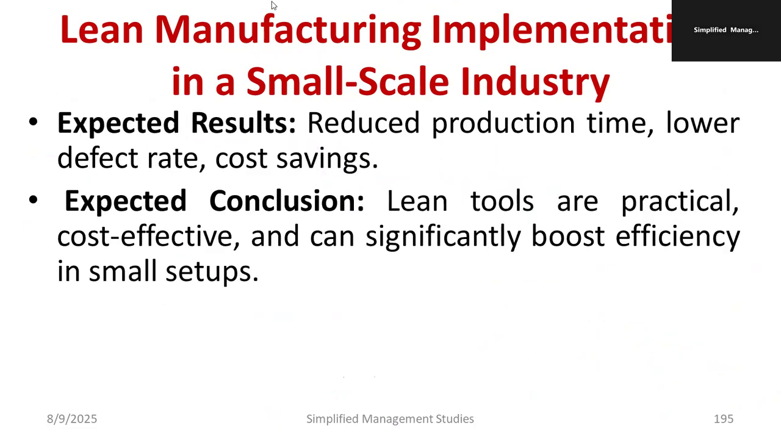Those who have selected operations management: what are the expected results you will get from lean manufacturing? Reduced production time, lower defect rate, cost saving. You can show financial data, the rate of production, and the defect rate. Everything you can show. The expected conclusion is that after implementing lean tools, cost effectiveness and boosted efficiency of the small setup are observed, that you can say.